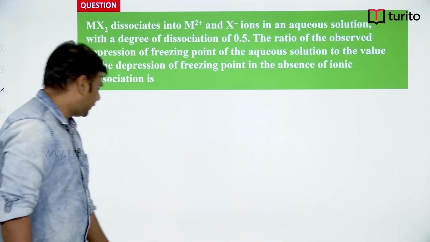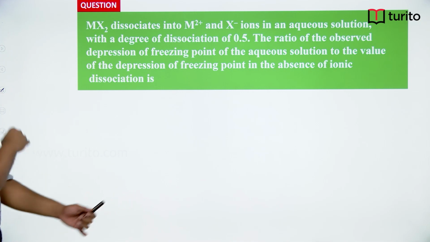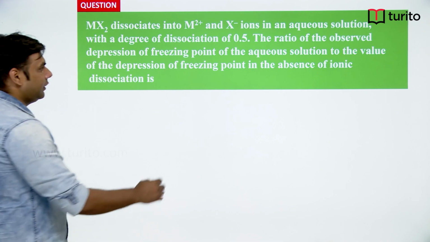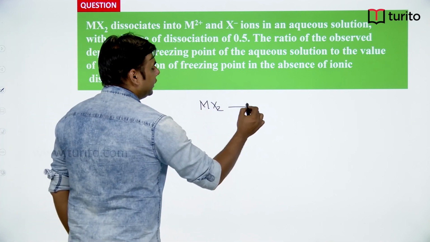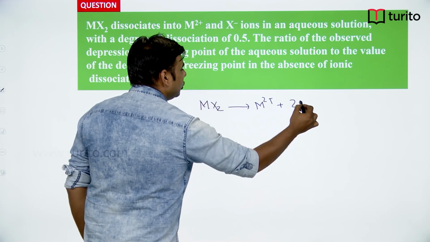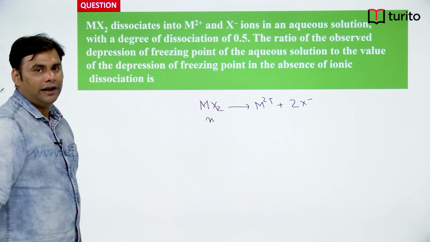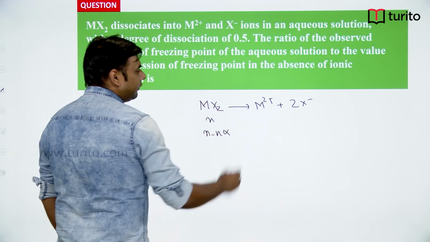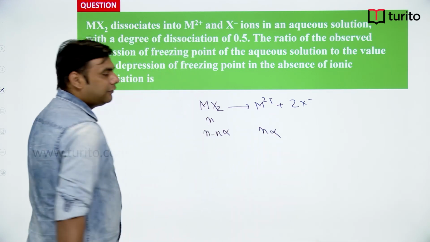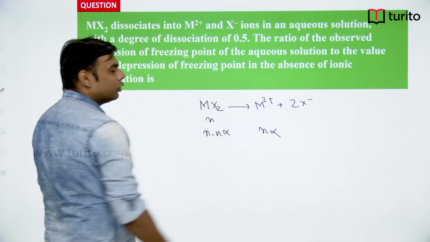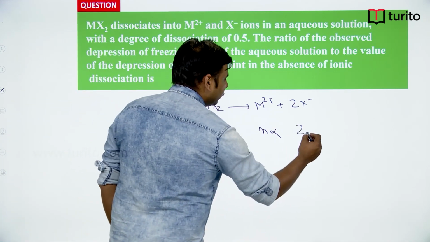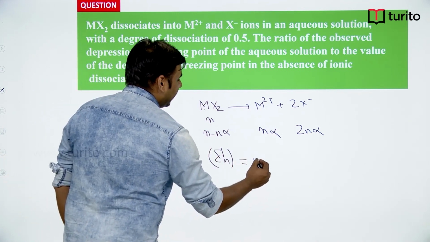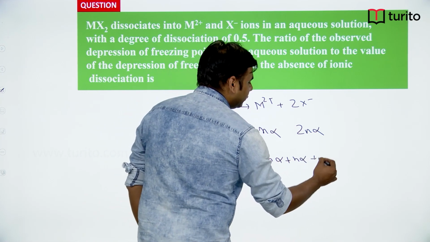So let us look at one more question. This says that MX2 dissociates into M2+ and X negative ion in an aqueous solution with a degree of dissociation of 0.5. So MX2 is dissociating into M2+ and 2X negative. Let the number of moles of this be N. Alpha is the degree of dissociation, so this would be N minus N alpha. 1 mole of this gives 1 mole of M2+, so N alpha would give N alpha amount of M2+. 1 mole of this gives 2 moles of X negative, so N alpha would give 2N alpha. So total moles finally would be N minus N alpha plus N alpha plus 2N alpha.